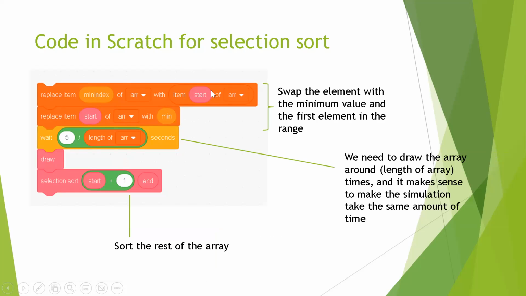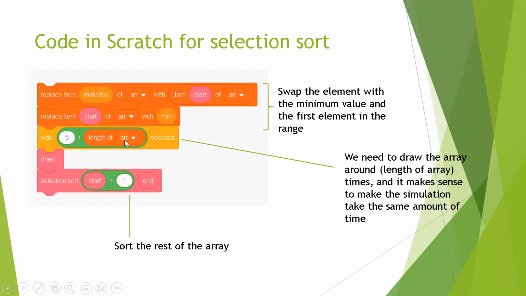Over here, we will swap the element with the minimum value and the first element in the range by using this code. The way it works is that it will first set the item at the corresponding index of the minimum value to be the first item in the range selected of the array. Then after that, it will replace the first item of the array with the minimum value.